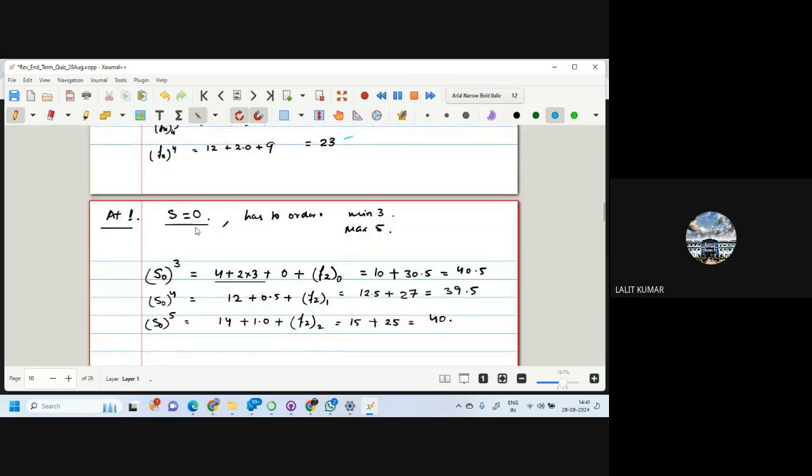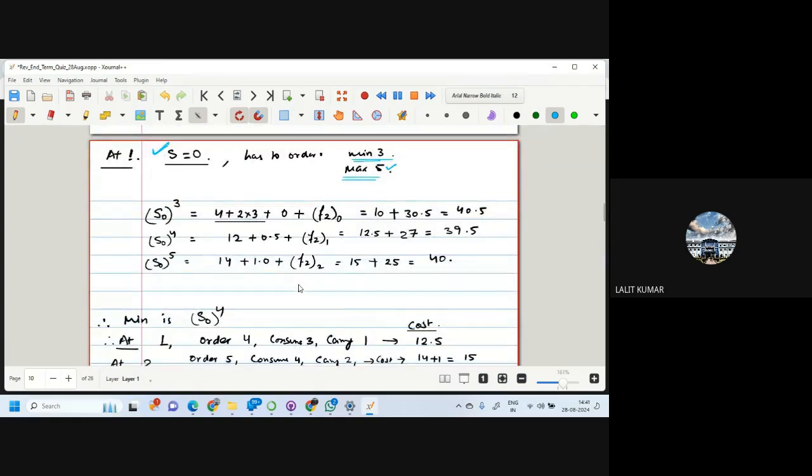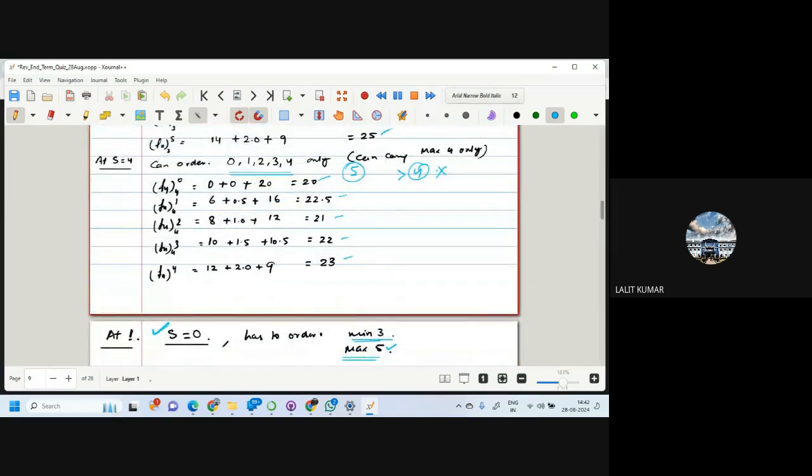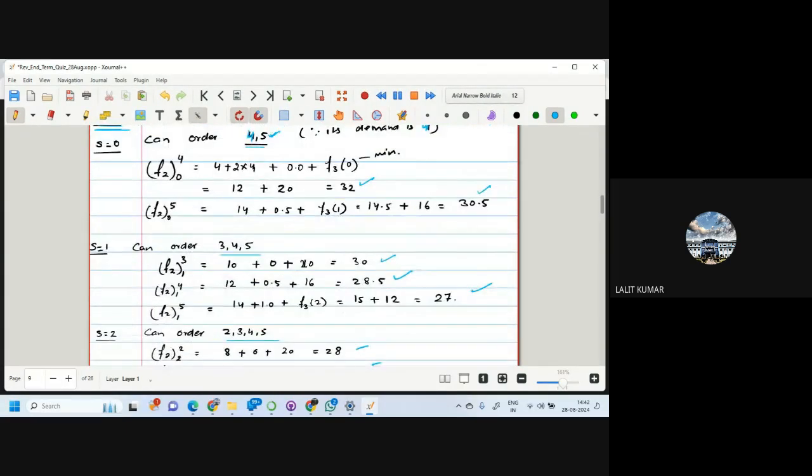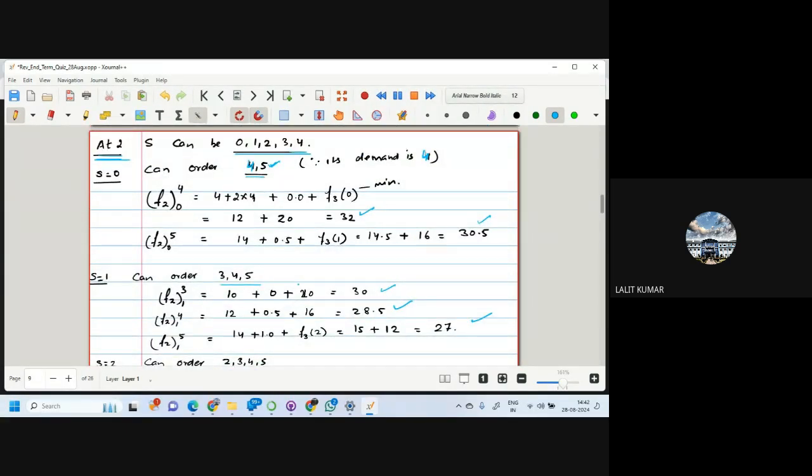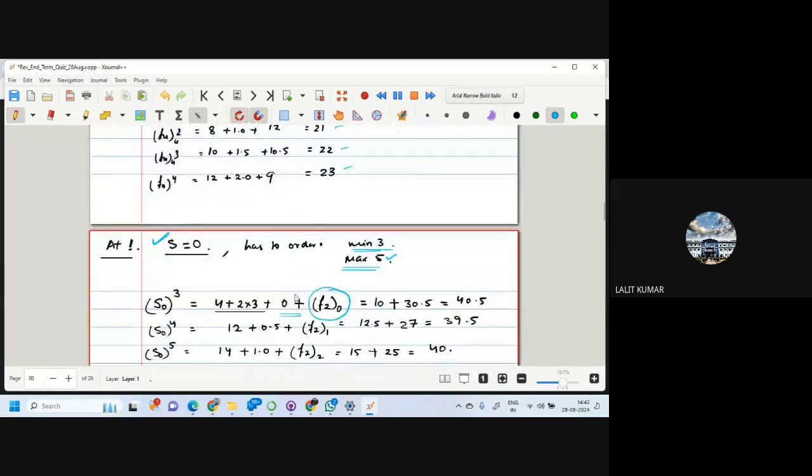Now with this, you come to S equal to 0. His demand is 3, so his order has to be at least 3. He is starting from 0 and maximum he can order 5. So S0, 3. Now what do you do? If his state is 0, he orders 3, consumes 3, does not carry anything. So he reaches F20, so you go to the F20 column. Here you take the minimum value, which is 30.5. So this is the ideal.